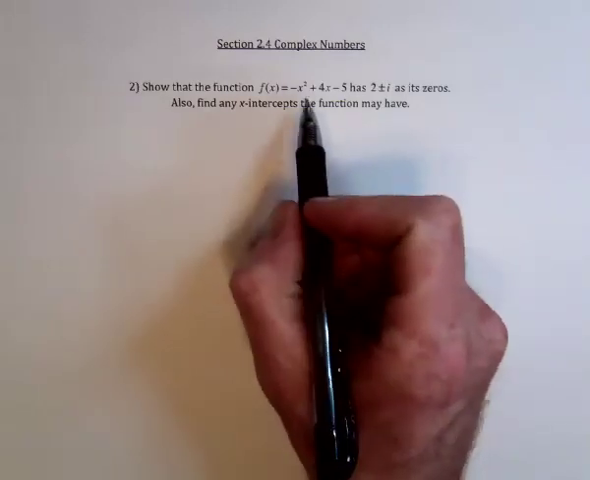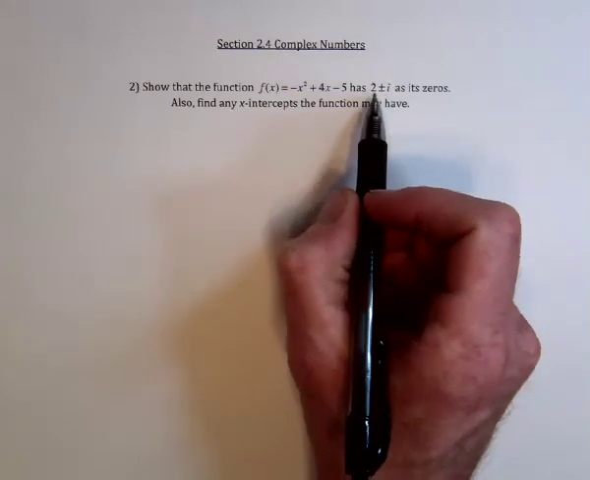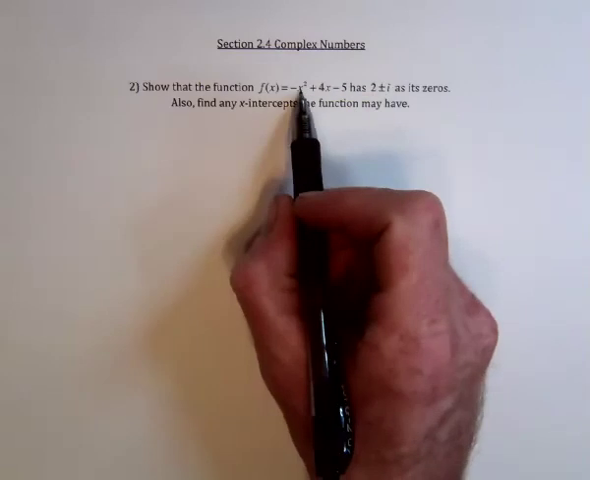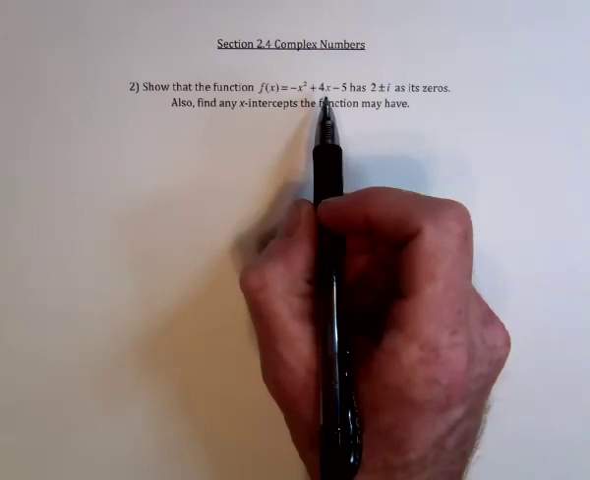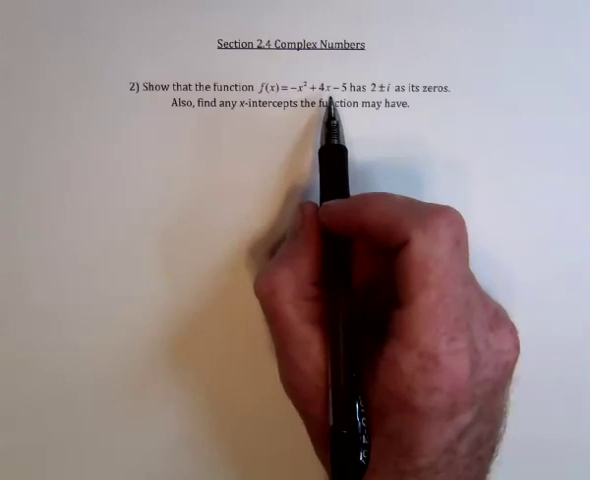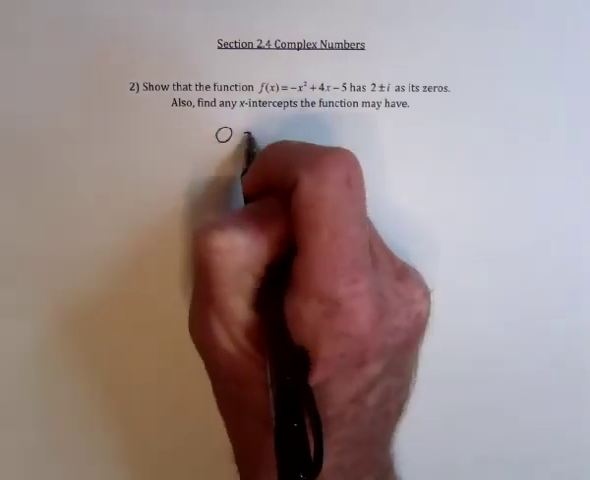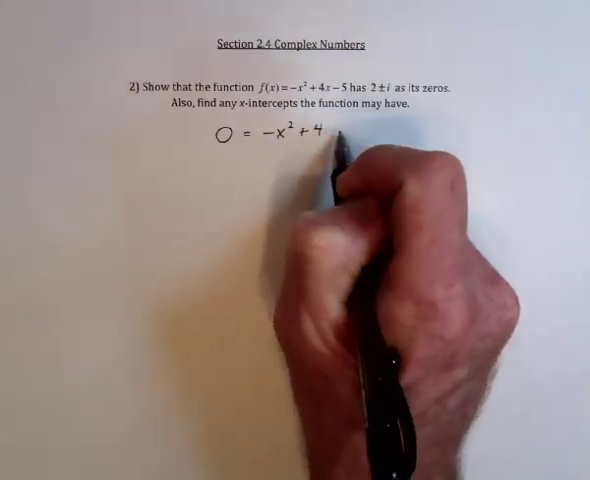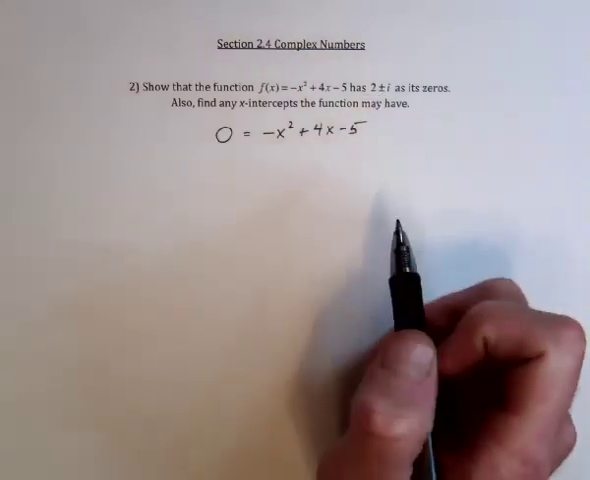In order to verify that this function has 2 plus or minus i as its zeros, there's a couple of ways to do it. One is take each number, for example 2 plus i, substitute in for x, do all of the algebra, and show that you get the answer 0. We would then need to repeat with 2 minus i and show that we get the answer 0. Or we can set it equal to 0 and use the quadratic formula, and then we would only need to do that once and we would get the two answers 2 plus or minus i.